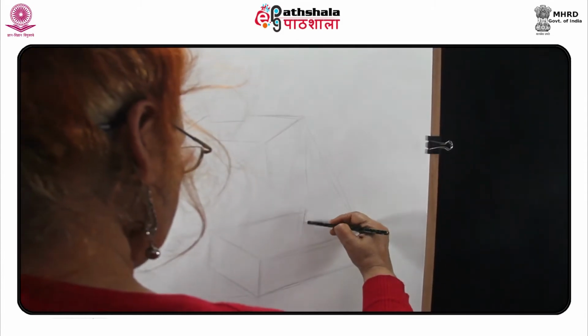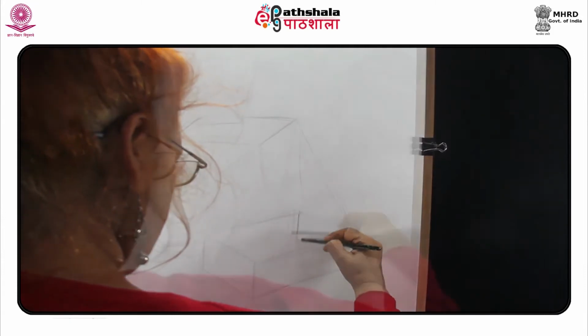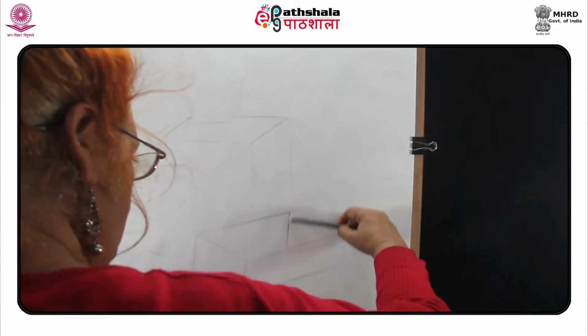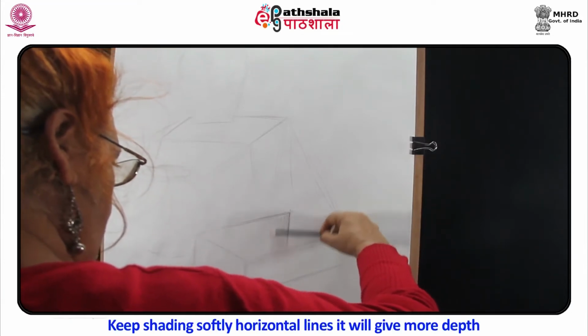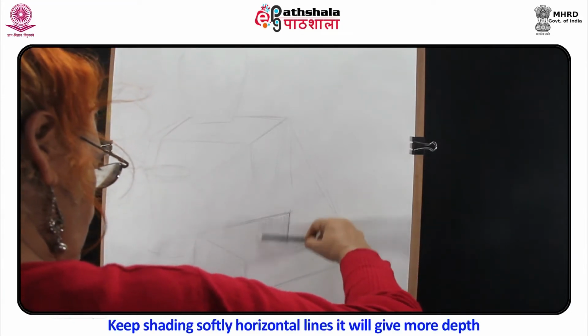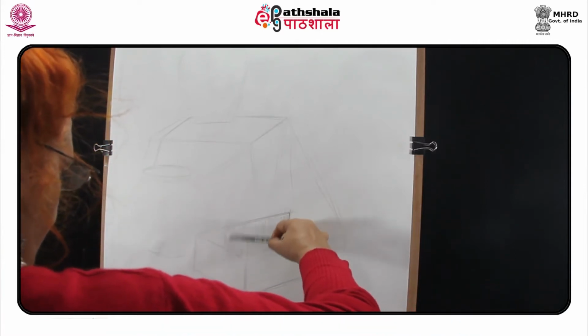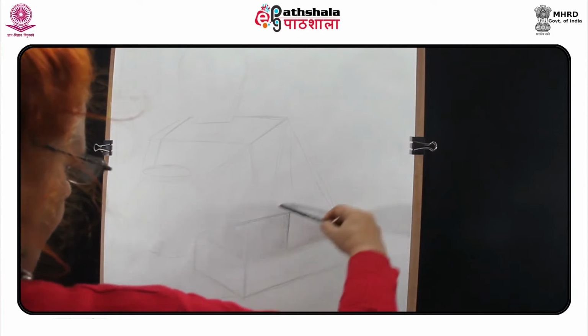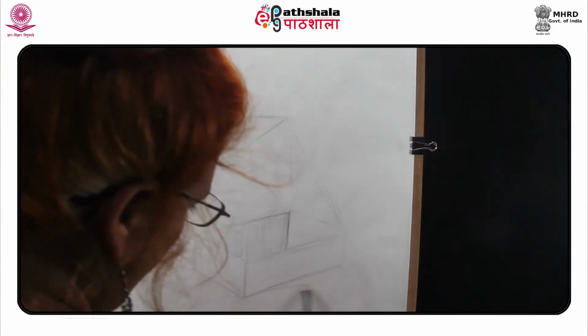After drawing the basic structure, I will start shading with the box. Keep shading softly with horizontal lines. It will give more depth. Start the shading with darker sides.